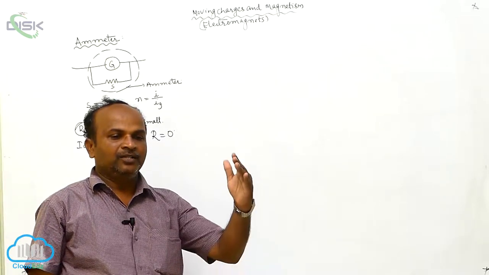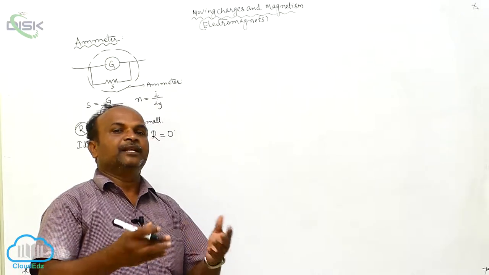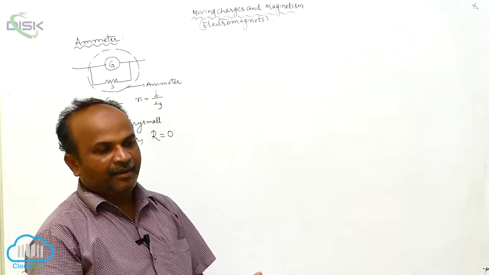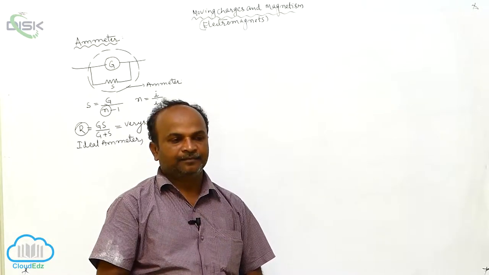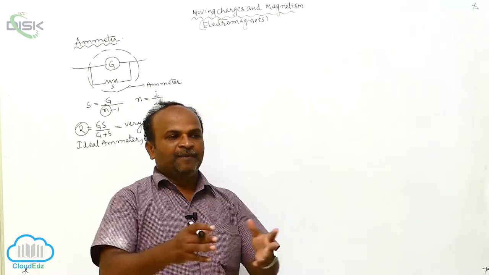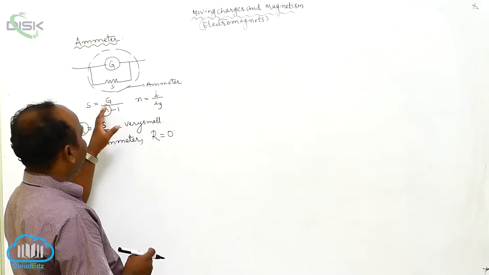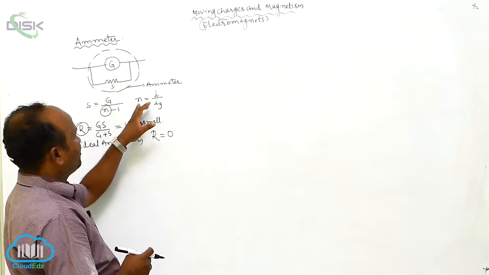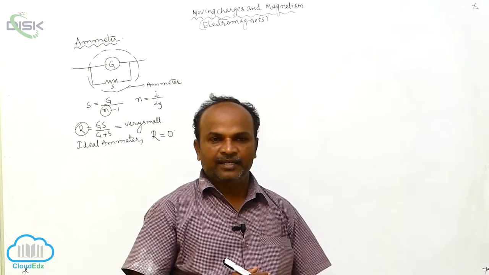Therefore, what is the ammeter? Ammeter is the device used to measure the current in amperes. How is the ammeter made? Galvanometer and shunt combinedly known as ammeter. What is the principle involved in the ammeter? S is equals to G by N minus 1. N is equals to I by IG. This is also known as range of the ammeter.